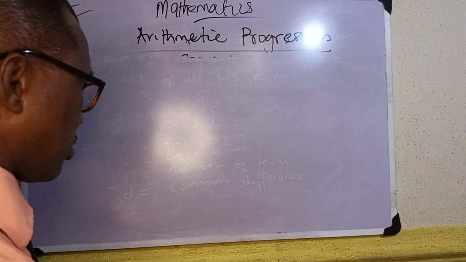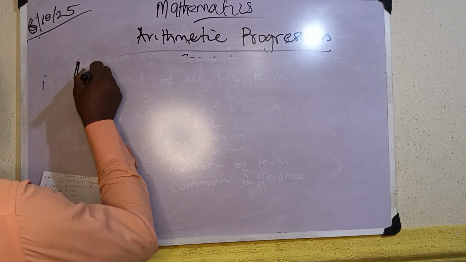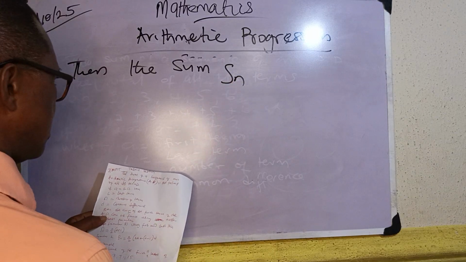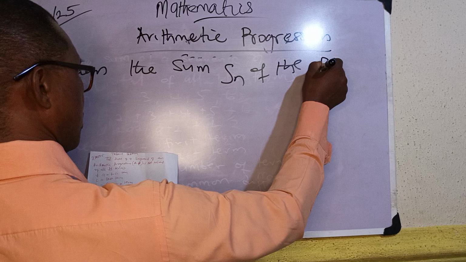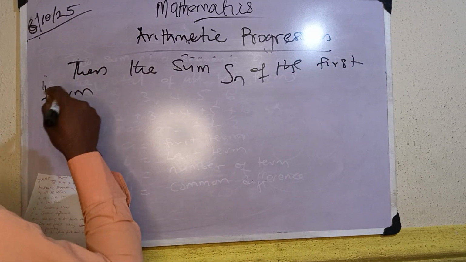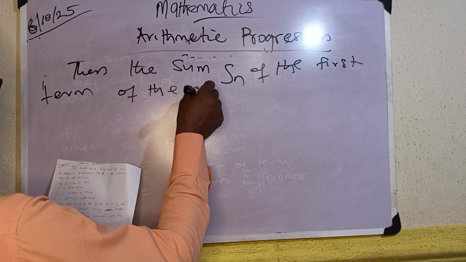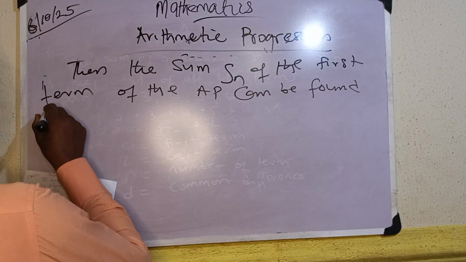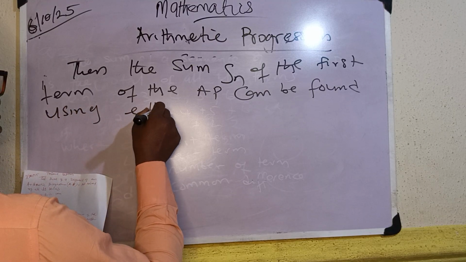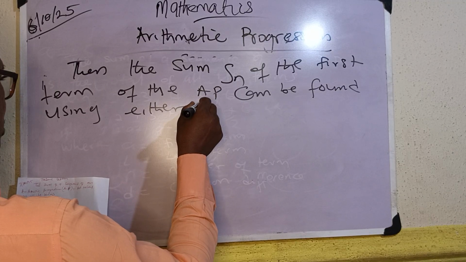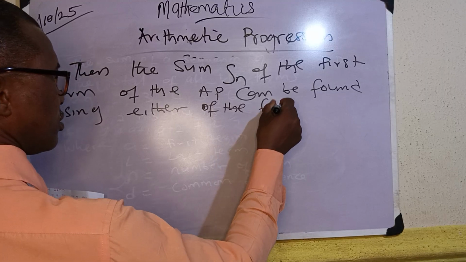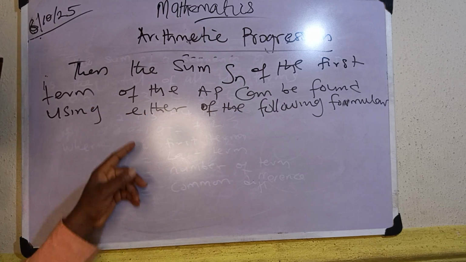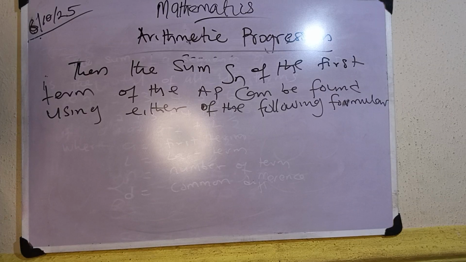From what we have done just now, we'll look at the sum. The sum, which is Sn, of the first n terms of the AP can be found using either of the following formulas. We have two formulas we're going to introduce that can be used to get the sum of an AP.